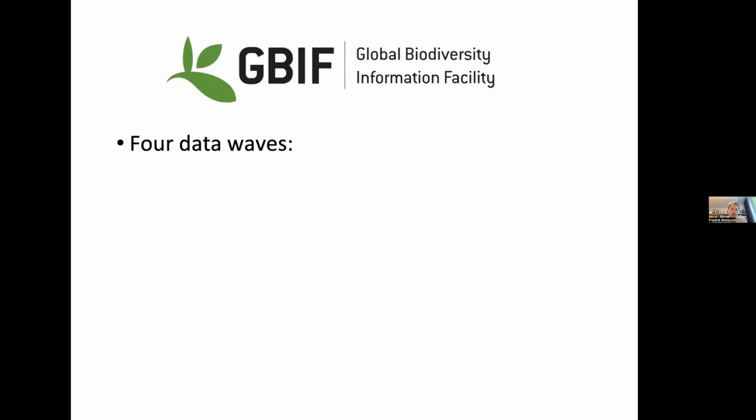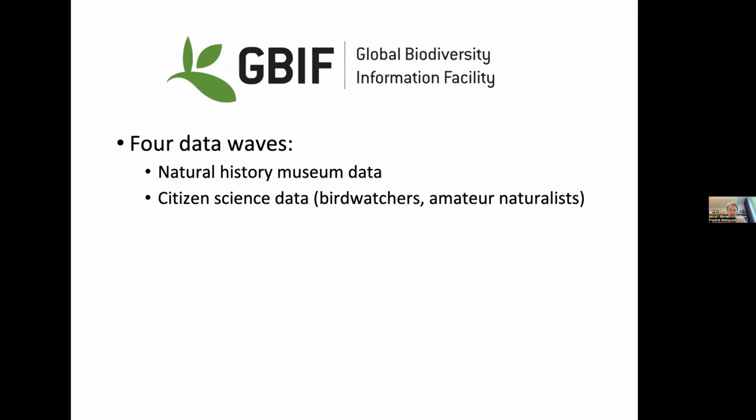So in GBIF, since the start in 2001, we've seen 4 data waves. It all started with natural history museum data. And then the data inputs soon became dominated by citizen science data. So these were data from bird watchers, bird observations, and observations of a lot of other popular organism groups like plants by amateur naturalists.